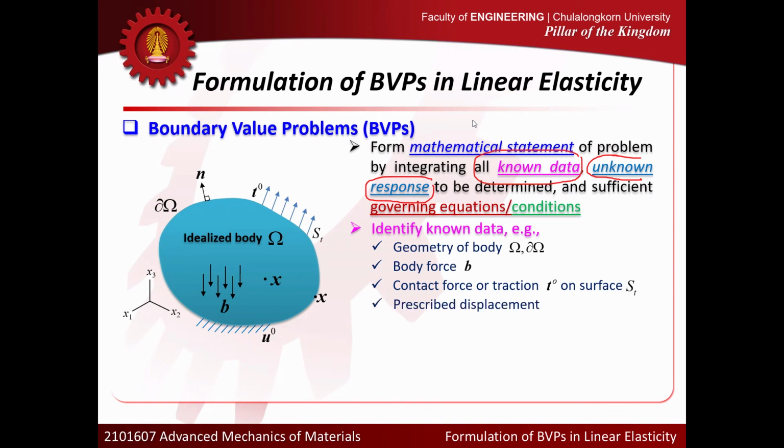And we also know the displacement at some particular point on the boundary as well. So let's use U0 to represent the prescribed or known displacement. And let's say that for the problem that we are interested in here, U0 is known on the surface SU. SU is part of the boundary. If we look at the entire boundary of the body, delta omega here is simply the union of the two surfaces, ST and SU.